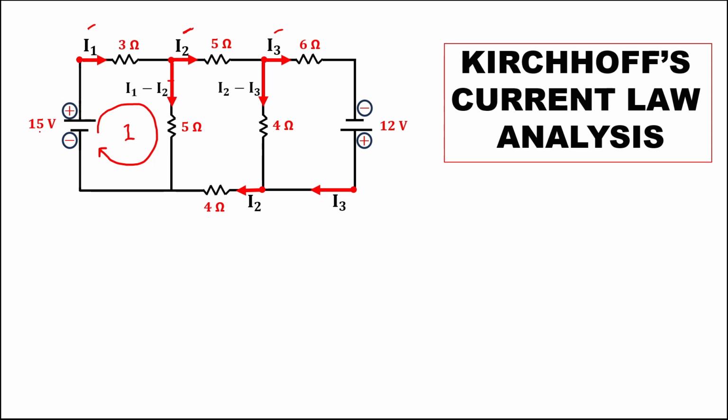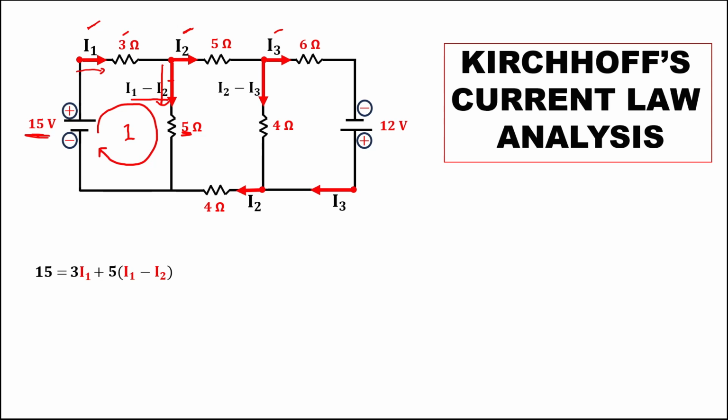From the first loop, there is the voltage, so this is 15 equals, for current 1, since this one is clockwise, it is positive, so multiply these two, so this is 3 times current 1. Then for this current, since this one is also clockwise, it is also positive, so multiply these two. So this is positive 5 times current 1 minus current 2.